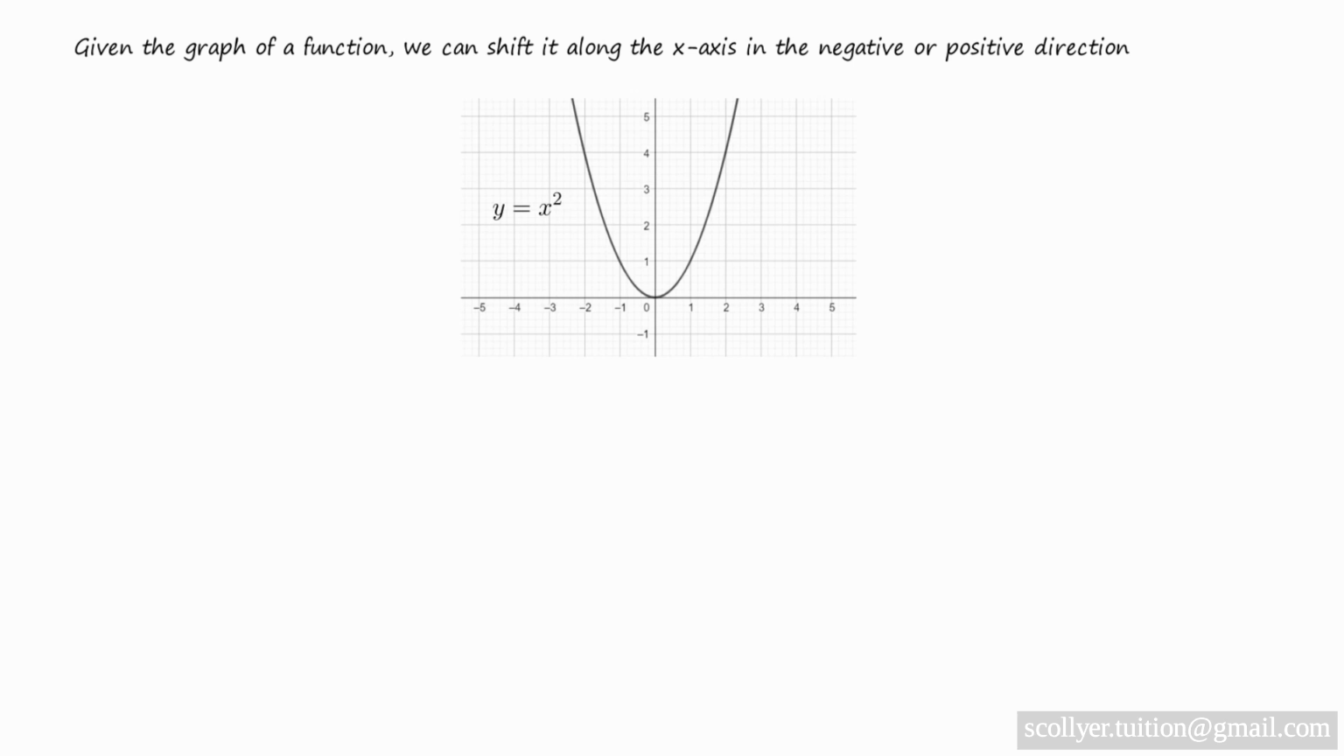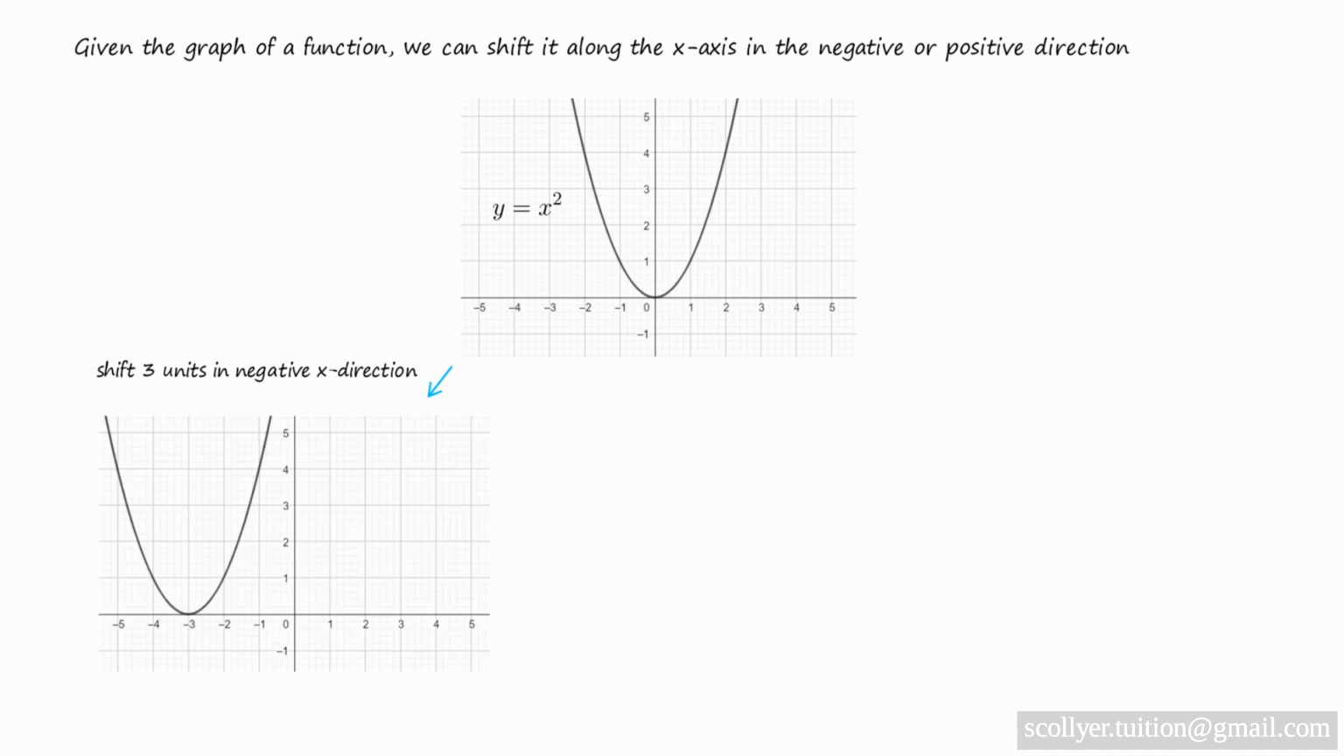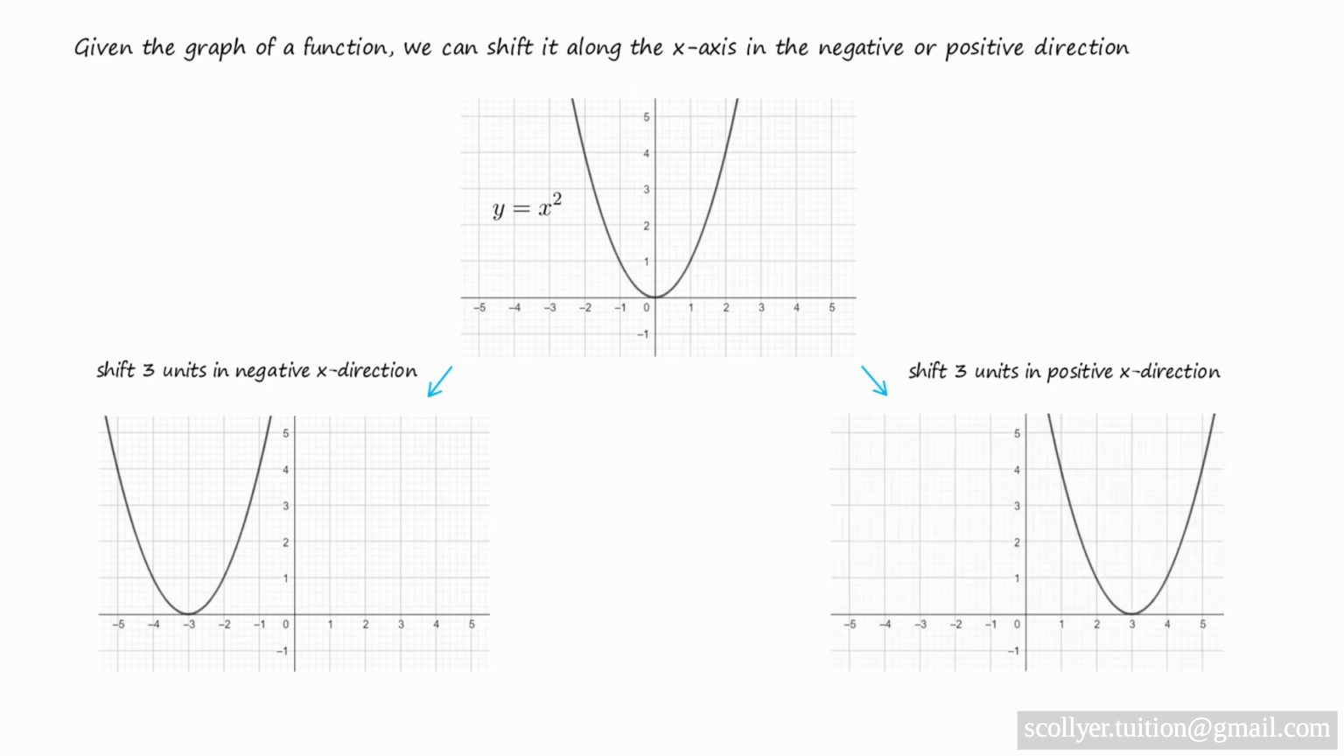If we have the graph of a function, we can shift it along the x-axis in the negative direction or in the positive direction. So here we have the graph of y equals x squared, and if we shift it 3 units in the negative x direction, it looks like this, and if we shift it 3 units in the positive x direction, it looks like this.